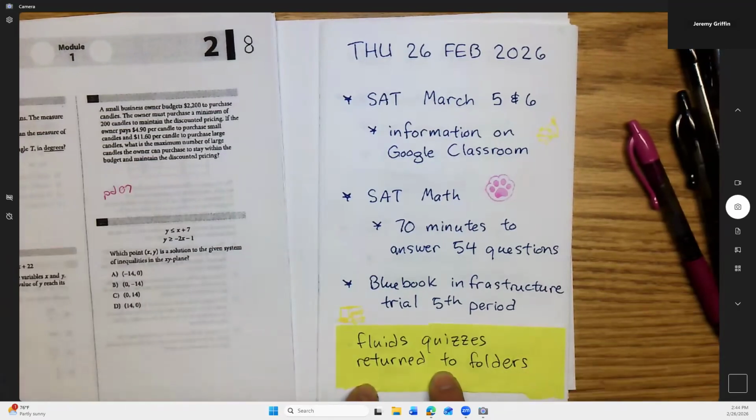Oh, and your physics fluid dynamics quizzes are returned to your folders, so you guys can have those back.